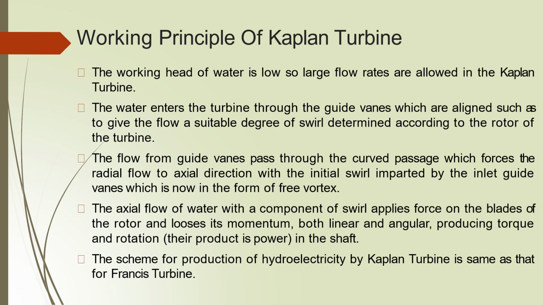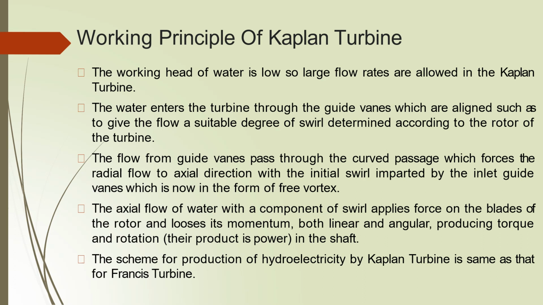The working principle of Kaplan turbine: the working head of water is low, as you already know, so large flow rates are allowed in the Kaplan turbine. The water enters the turbine through the guide vanes, which are aligned so as to give the flow a suitable degree of swirl determined according to the rotor of the turbine. The flow from guide vanes passes through a curved passage which forces the radial flow to the axial direction with the initial swirl imparted by the inlet guide vanes, which is now in the form of a free vortex.